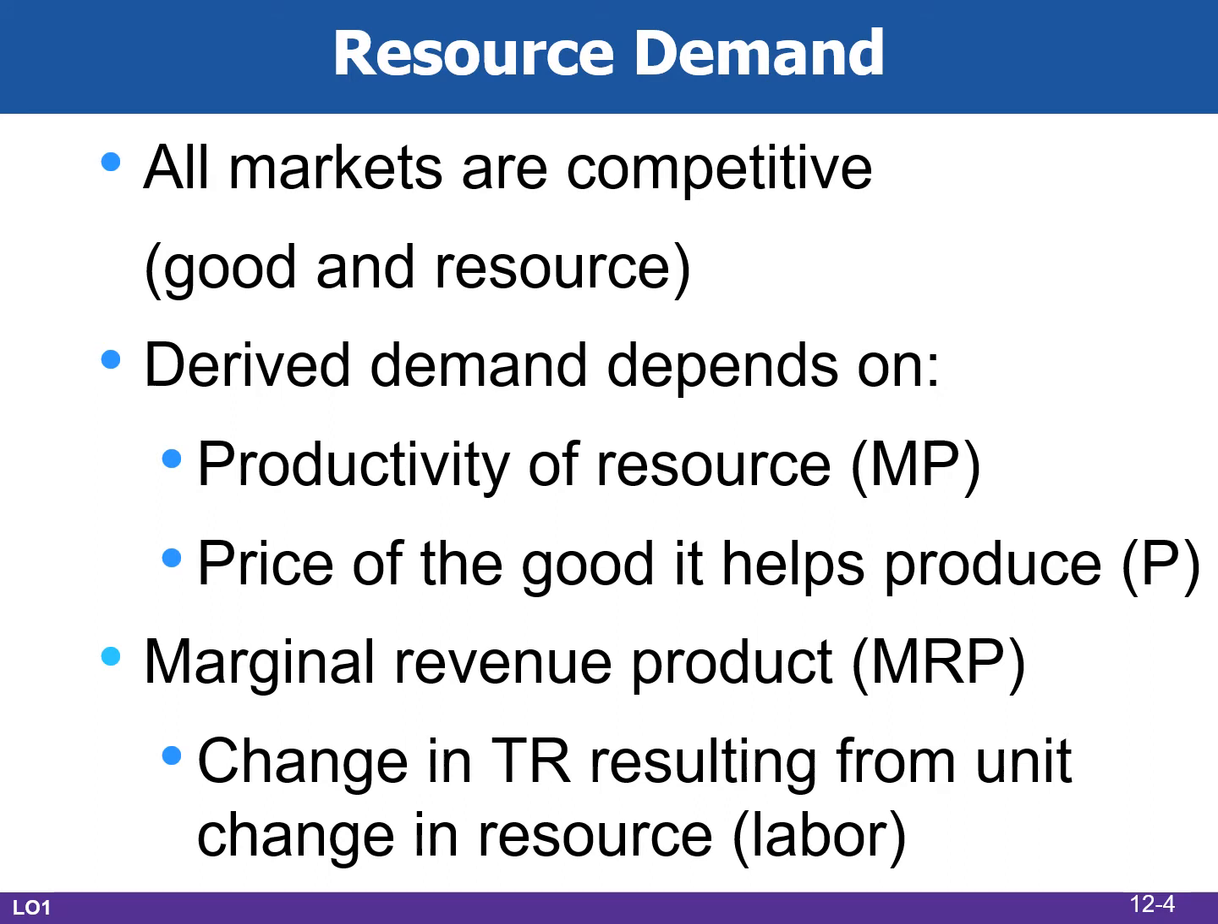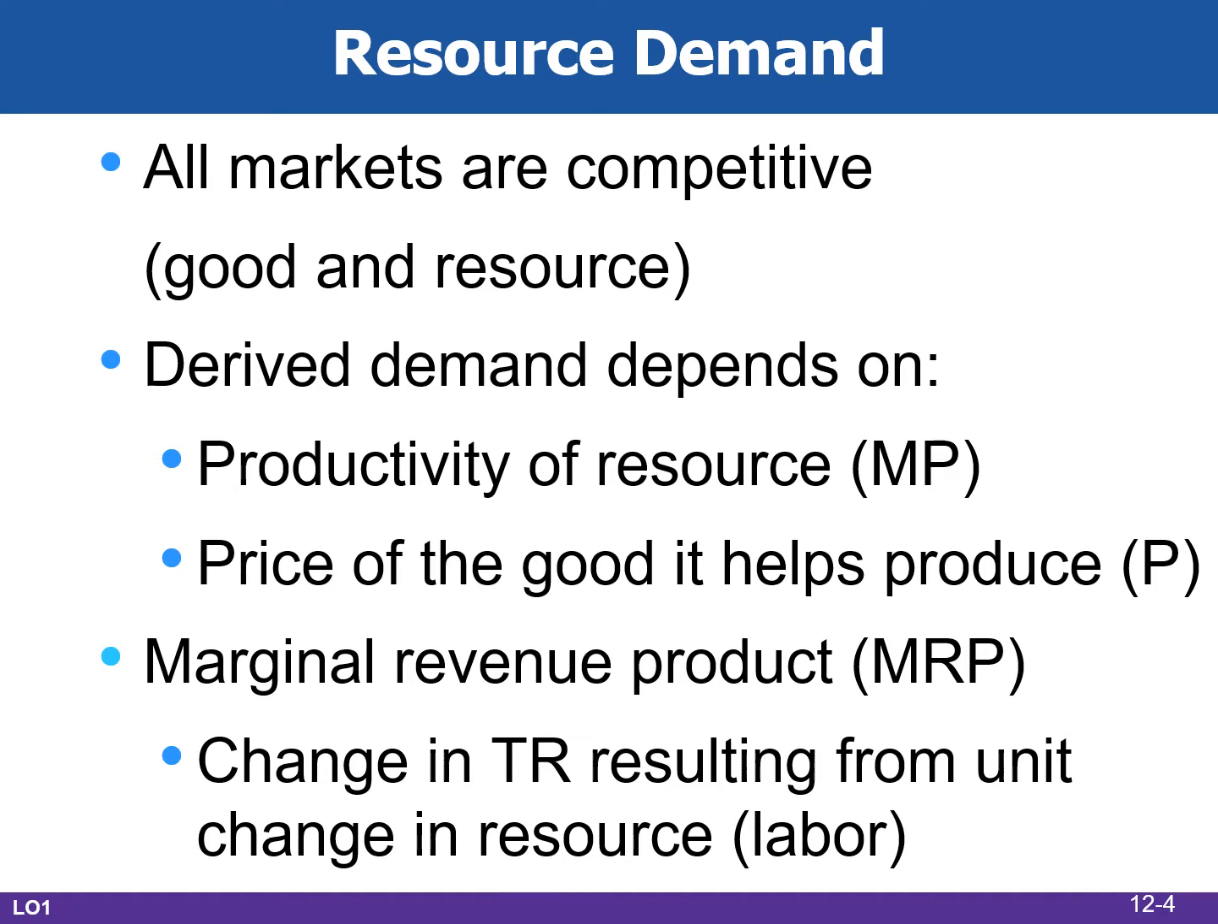From our study of the theory of the firm and cost of production, we remember marginal product refers to the increase in total production associated with hiring the next unit of a resource, in this case, labor. If you add one more worker to the factory, how much does total production increase? What is the marginal product of the next worker? That's a measure of the economic efficiency of that particular resource, the labor resource. So part of the demand for resources is determined by the efficiency of the resource.